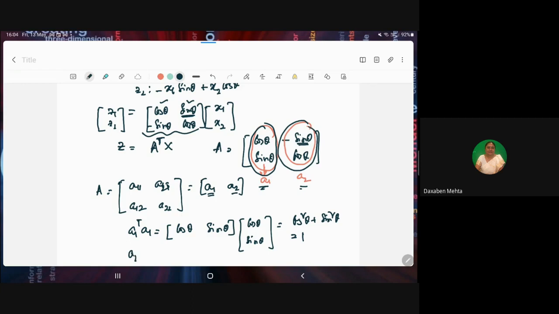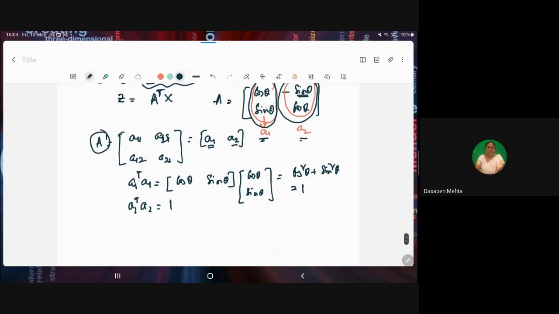Similarly, A2 transpose A2. Why am I dealing with this? Because these results are important in PCA, and this is also 1. And not only this, for the whole matrix A, these results will hold. That is A transpose A is equal to 1. So A is an orthogonal matrix, and this A transpose A is an identity matrix. This holds true for two variables.